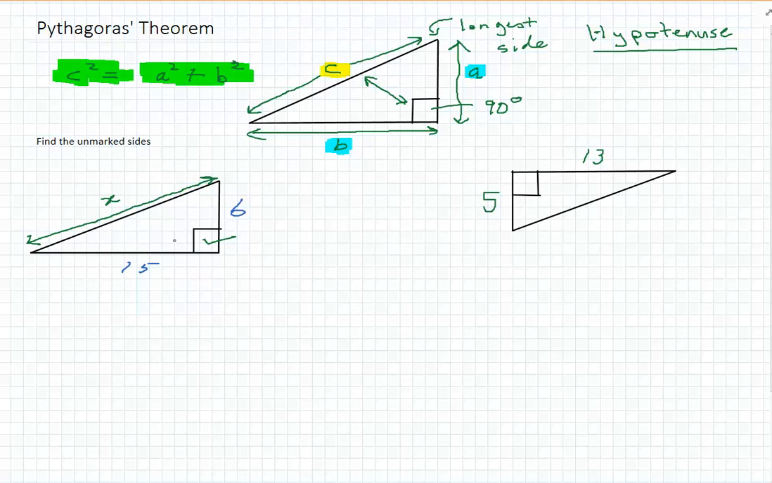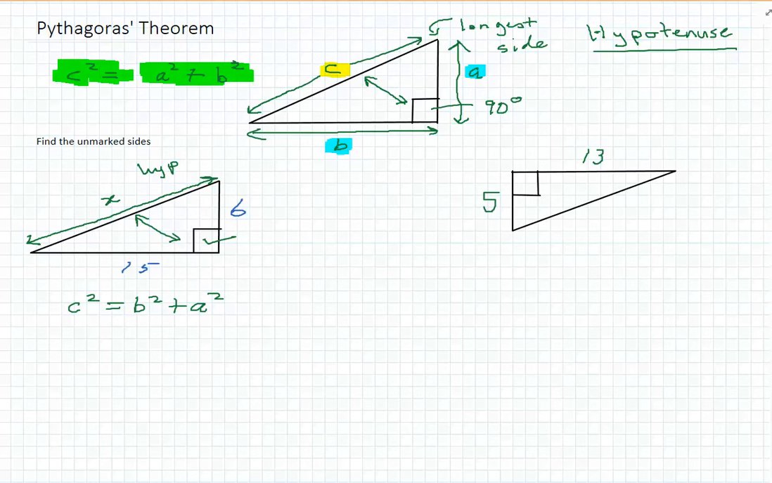X here is opposite the right angle, so it is the hypotenuse, HYP, I just abbreviate. So I'll write down, you should write down Pythagoras' theorem, the general form of it, the general rule, c squared equals b squared plus a squared. Now what we're going to do is substitute values in. So we start off by writing, well, the x is the hypotenuse, so I'm going to write x squared. The x here is equivalent to the c length in the general rule.